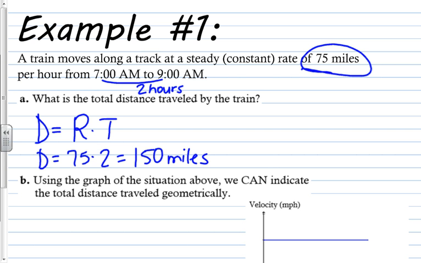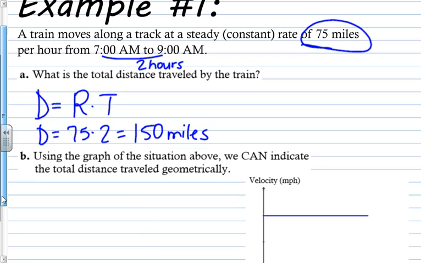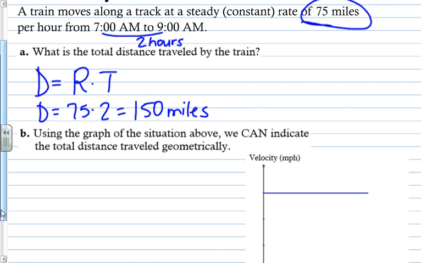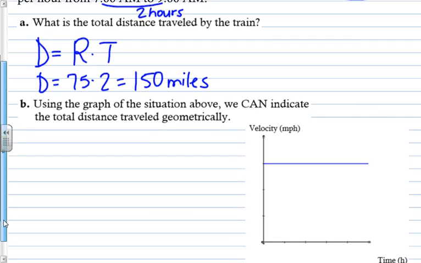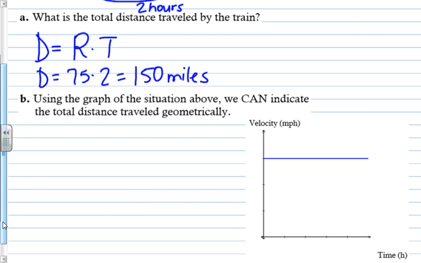All right, B. Using the graph of the situation above, we can indicate the total distance traveled geometrically. In calculus, we use integrals to do the same thing I just did in part A, with more complicated graphs, of course. But I'm just starting off with a simple graph. Using this graph, I can actually get the same answer, but using geometry. So let me label the graph.